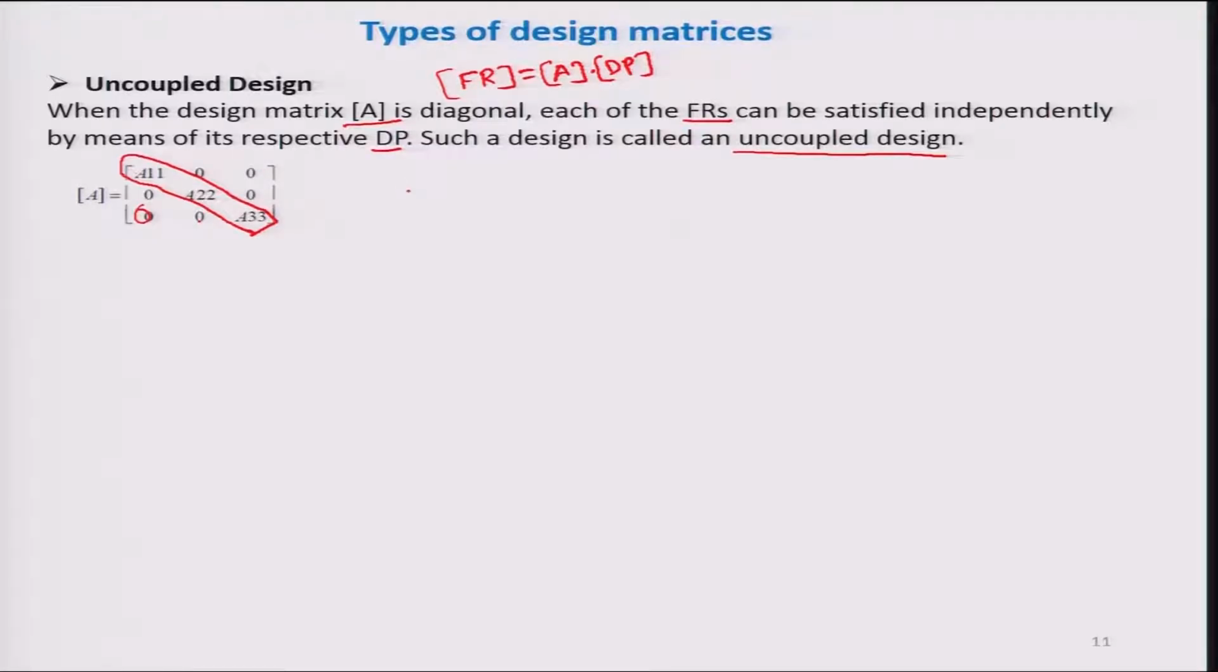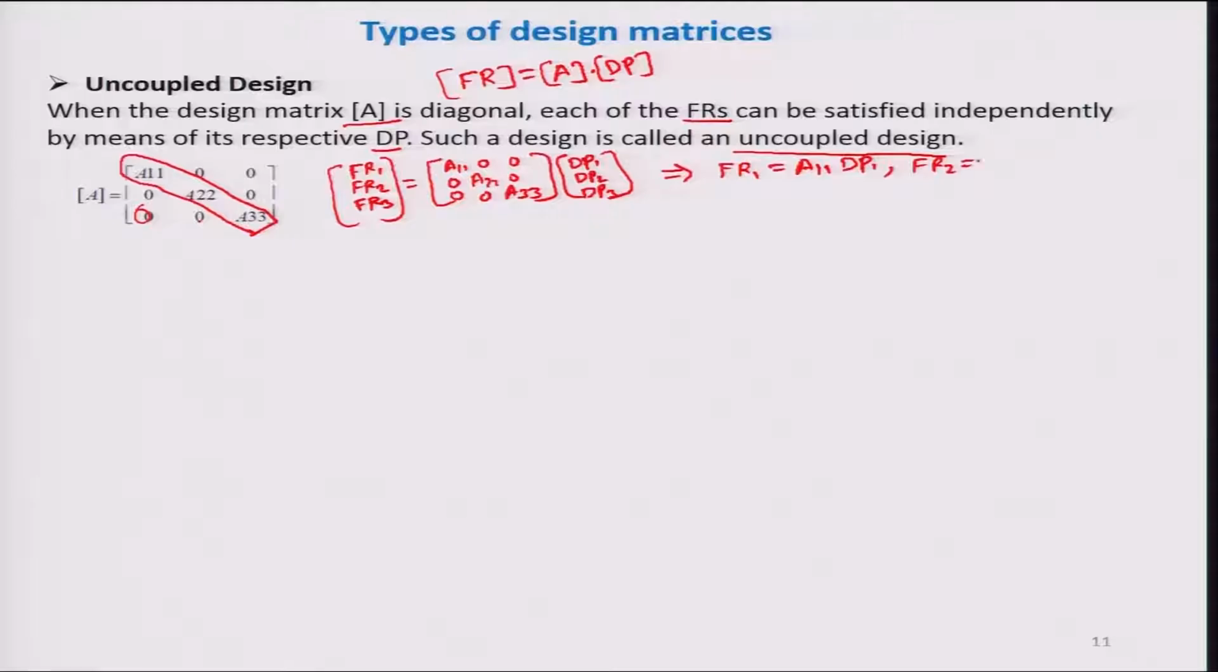If you are making a matrix for that, suppose for FR1, FR2, FR3, the three functional requirements are equal to the matrix A11 0 0, 0 A22 0, 0 0 A33 times the three design parameters. Then you can write FR1 is equal to A11 dp1, FR2 is equal to A22 dp2, and FR3 is equal to A33 into dp3.